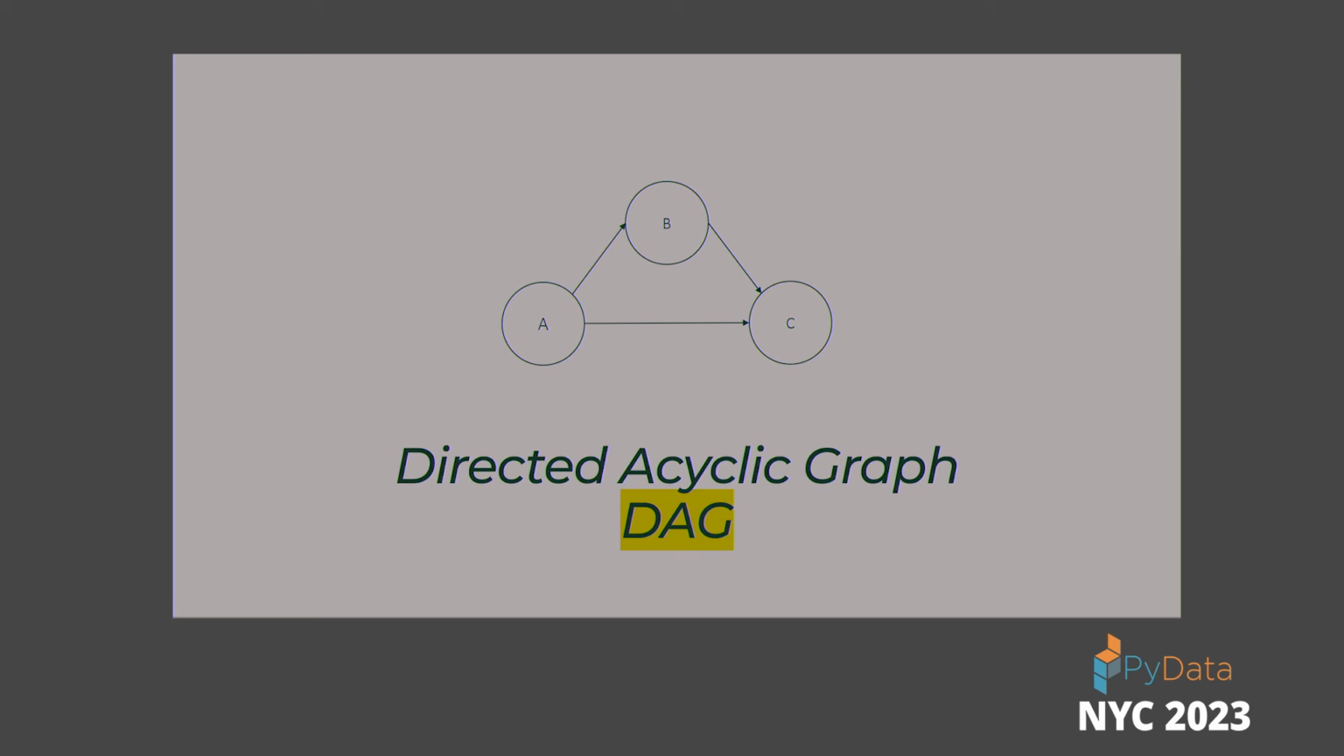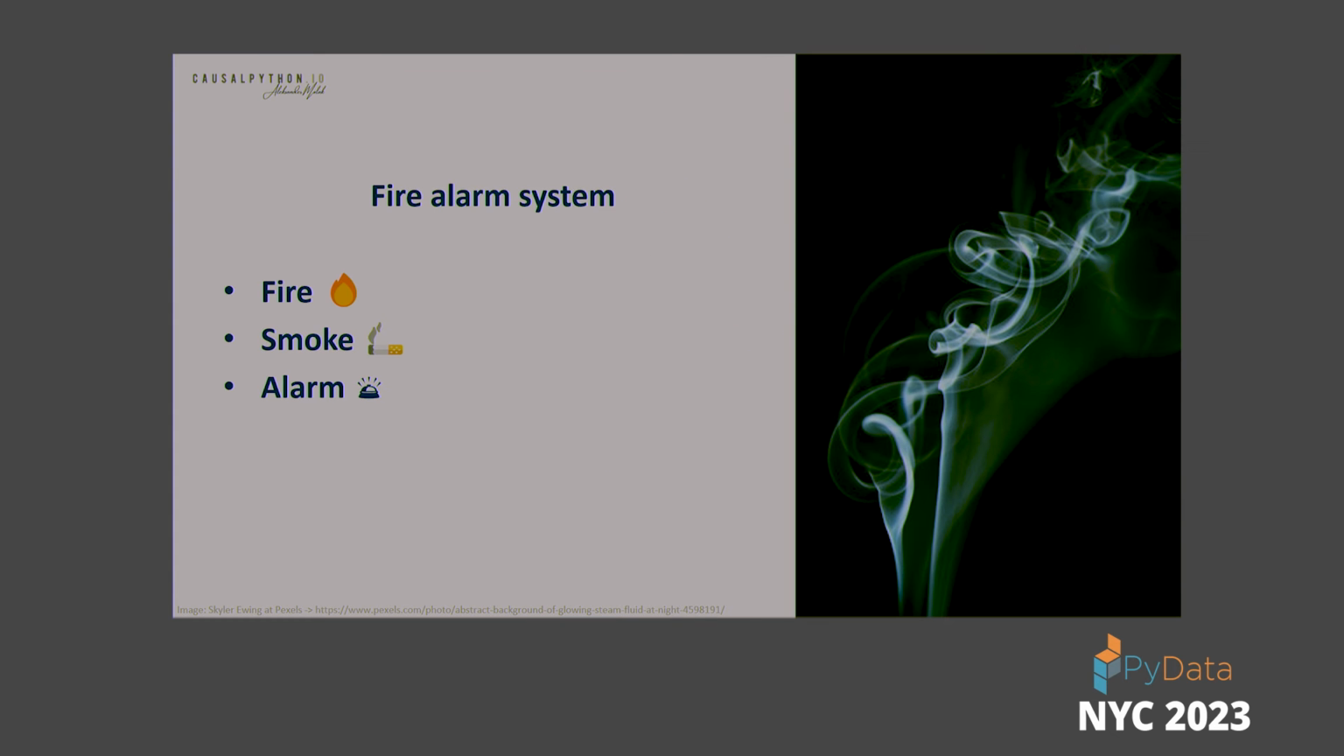So let's see a quick example of how this might work, and how we would be able to translate between those graphical representations and their properties and statistical properties of the data. I want us to imagine a fire alarm. We have only 3 variables in this system. There is alarm, there is smoke, and there is fire.